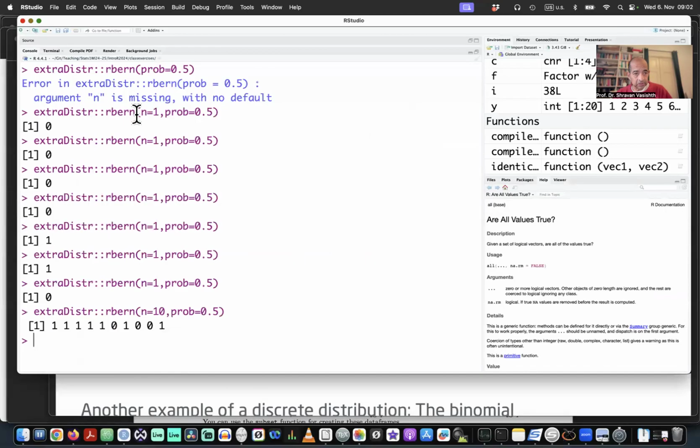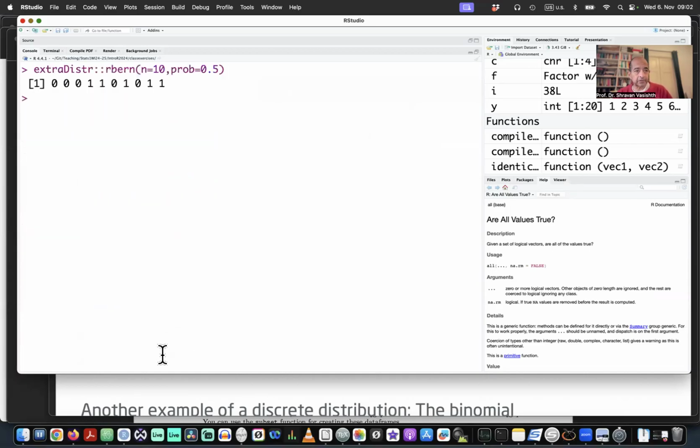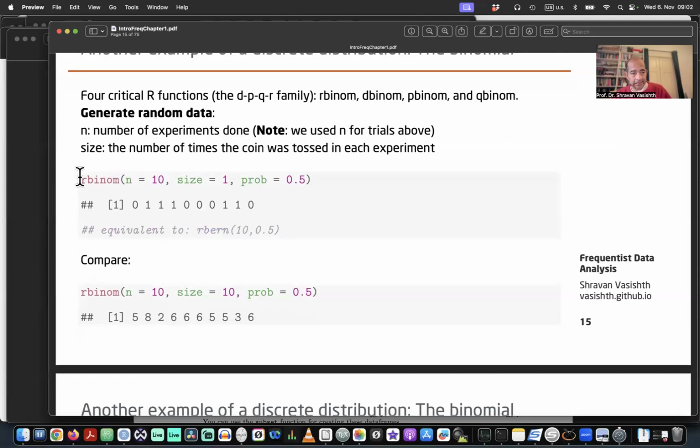So you see this statement that I had written was also producing a sequence of zeros and ones 10 times. And so this rbern function is assuming that size is equal to 1. That means each time I'm just tossing the coin once. And so I can do the same thing as in the Bernoulli process by using the rbinom function. So you can see the connection between the Bernoulli and the binomial. They're actually the same thing. The only difference in the binomial is that we can have size larger than 1.